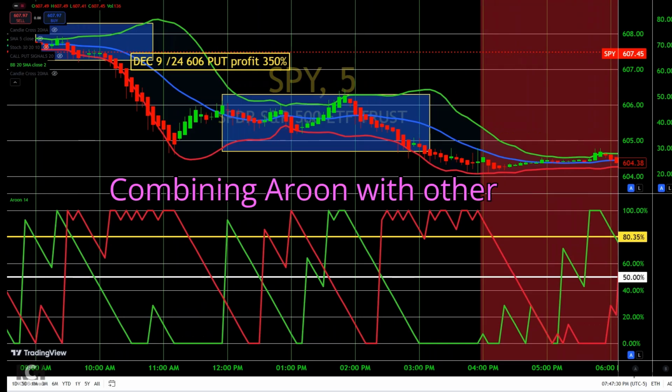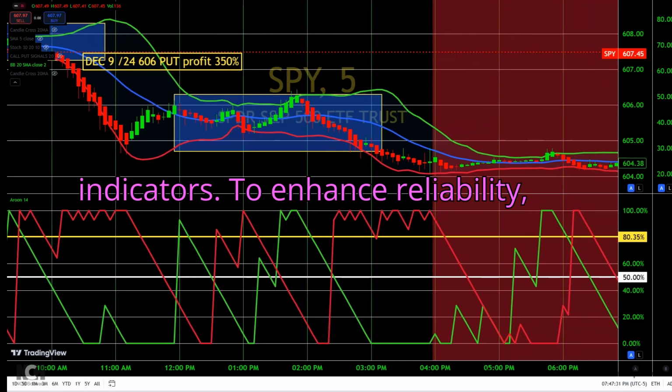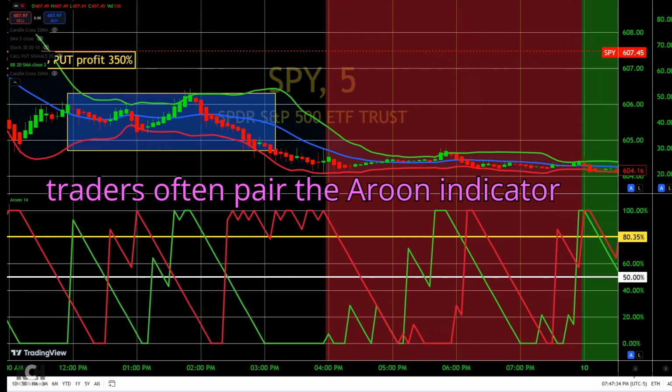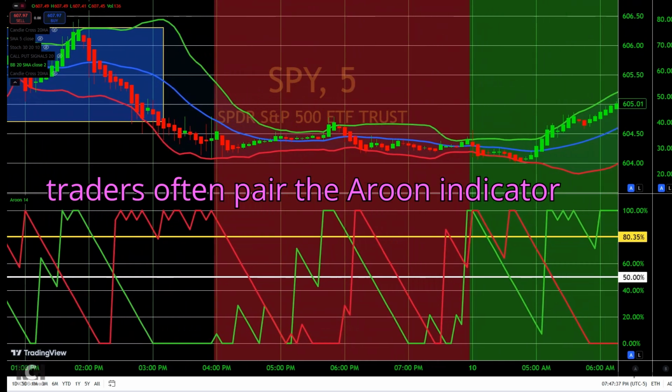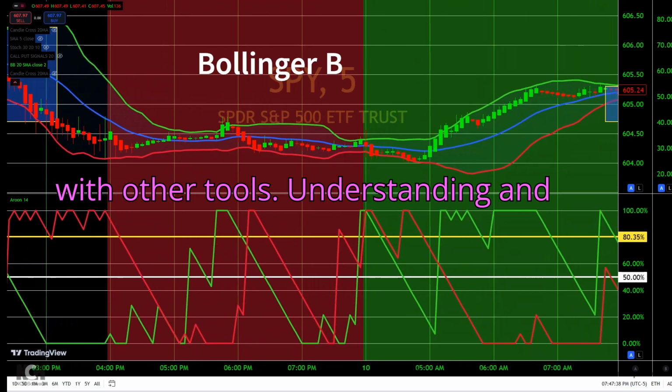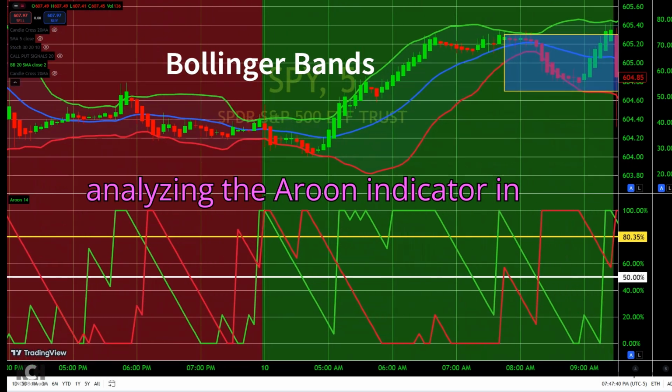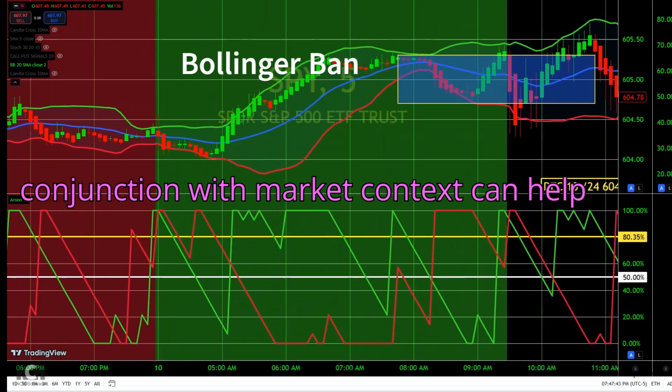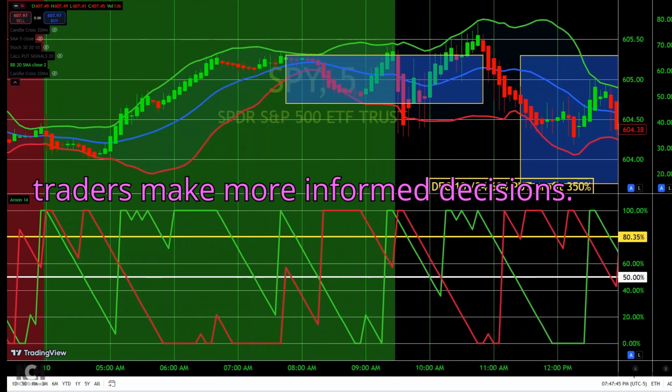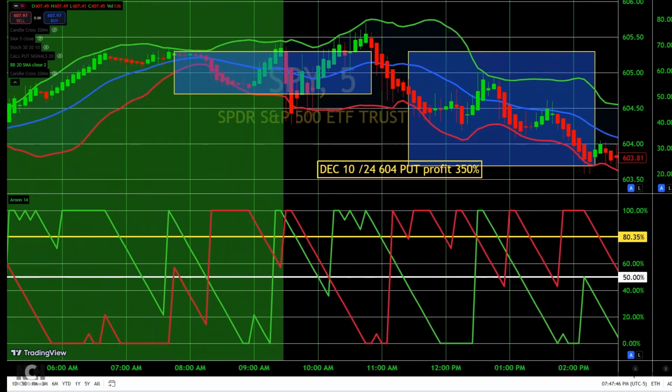Combining Aroon with other indicators. To enhance reliability, traders often pair the Aroon indicator with other tools. Understanding and analyzing the Aroon indicator in conjunction with market context can help traders make more informed decisions.